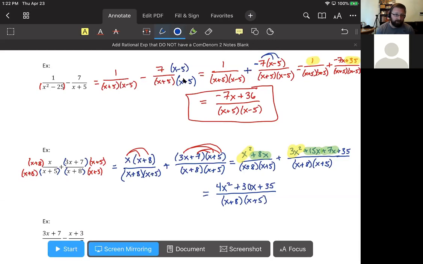So we do 4 times 35, which would be 140. There are no numbers that multiply to 140 that add to 30. So that is not a factorable trinomial, which means that is our final answer.